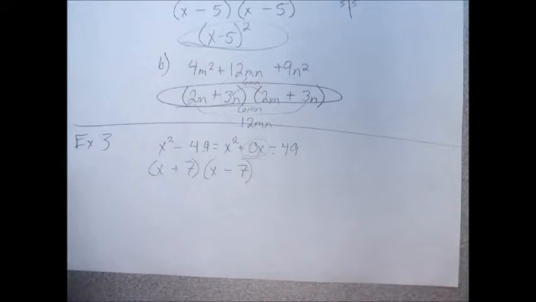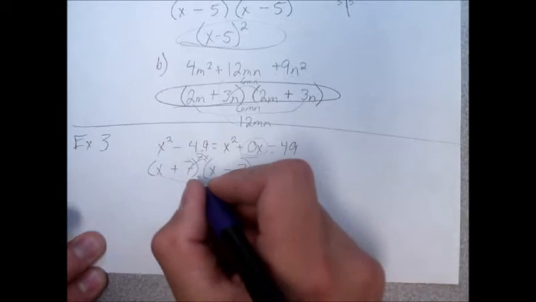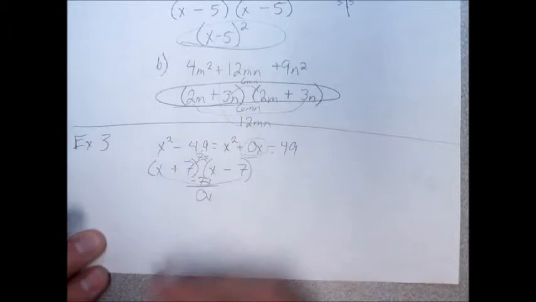And then I just check it. 7 times x is 7x. Negative 7 times x is negative 7x. When I add those two together, I get 0x. And it worked out perfect.